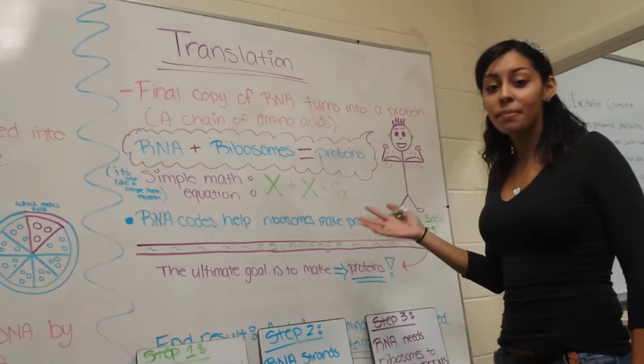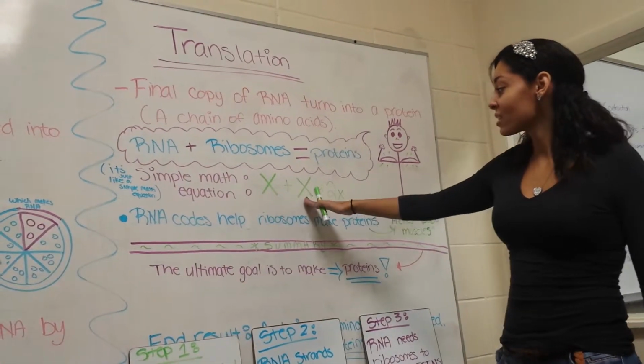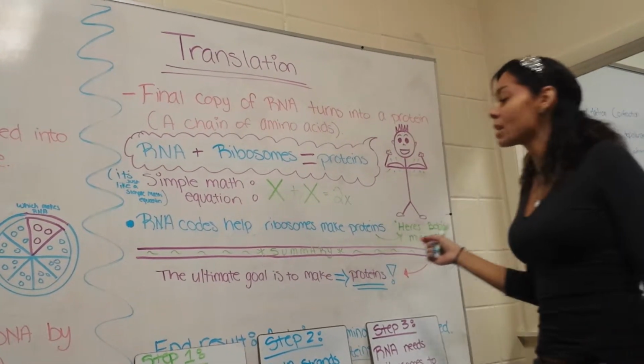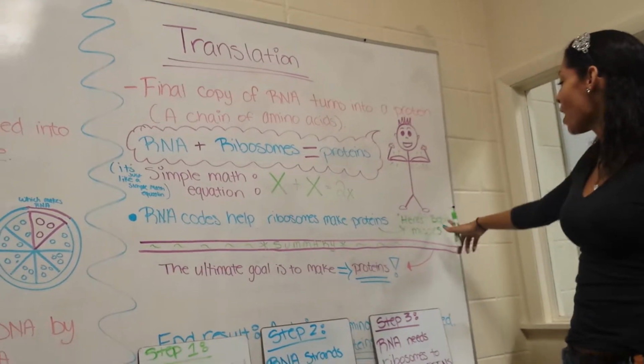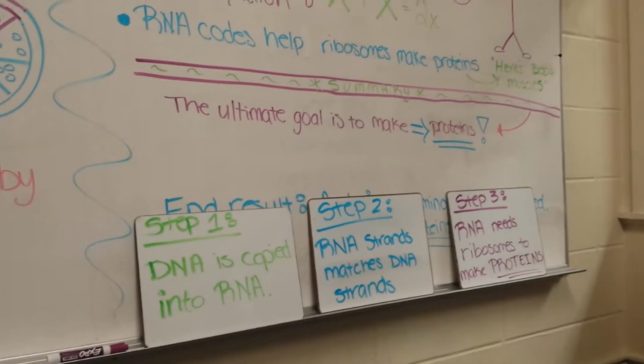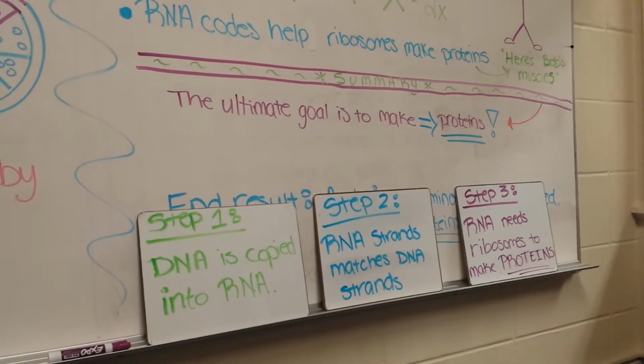It's just like a simple math equation. X plus X equals 2X. RNA codes help ribosomes make proteins. And here's Bob and his muscles. So the ultimate goal is to make proteins.